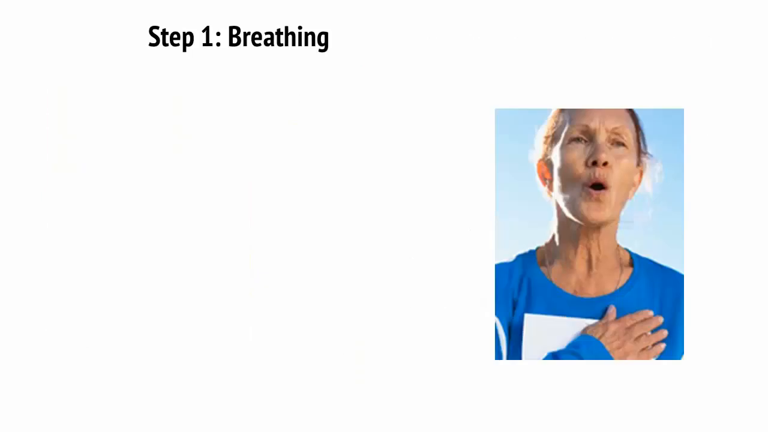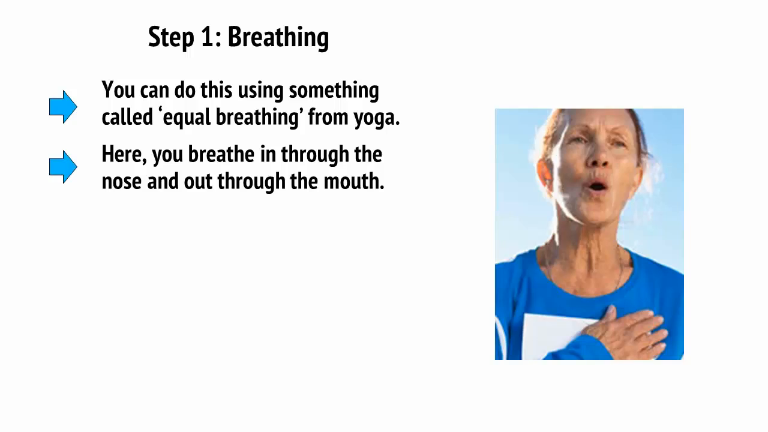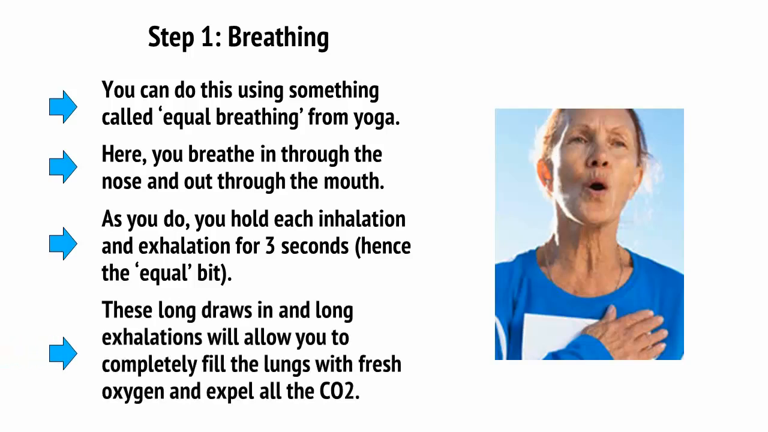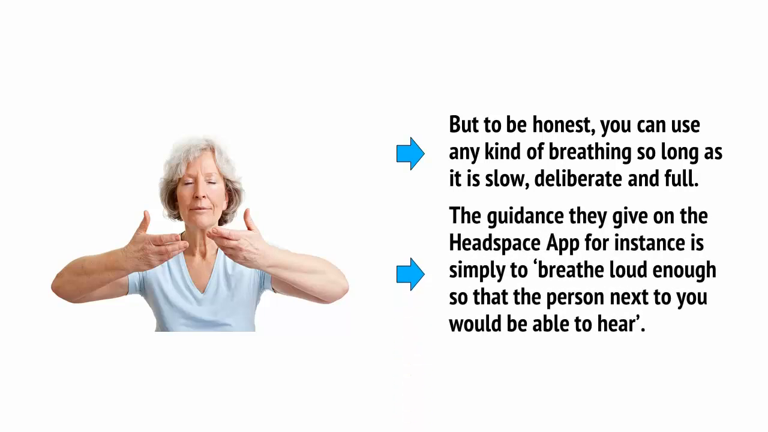The first thing to do is to start breathing. You can do this using something called equal breathing from yoga. Here, you breathe in through the nose and out through the mouth. As you do, you hold each inhalation and exhalation for 3 seconds, hence the equal bit. These long draws in and long exhalations will allow you to completely fill the lungs with fresh oxygen and expel all the CO2. But to be honest, you can use any kind of breathing so long as it's slow, deliberate, and full. The guidance they give you on the Headspace app, for instance, is simply to breathe loud enough so that the person next to you will be able to hear.